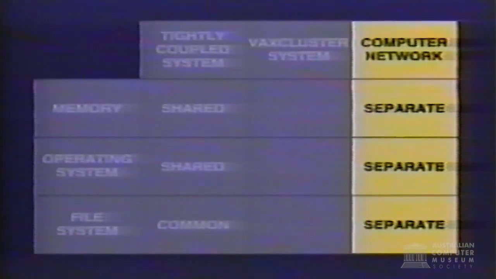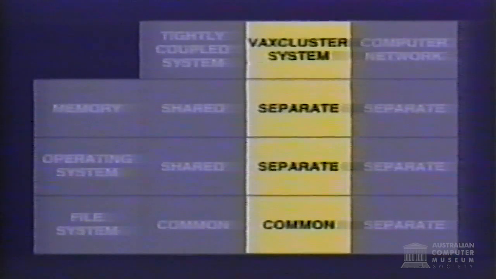A network of VAX computers falls at the other end of the spectrum. Each computer has a separate memory, executes its own operating system, and maintains a separate file system. VAX cluster systems fall somewhere in between. The computers have separate memories and their own copy of the VMS operating system, but they share a common file system.